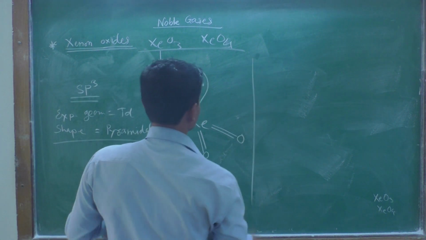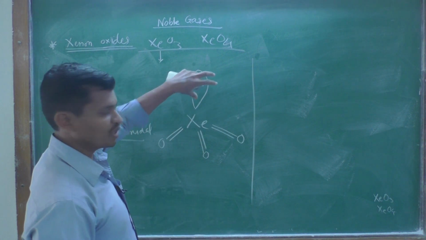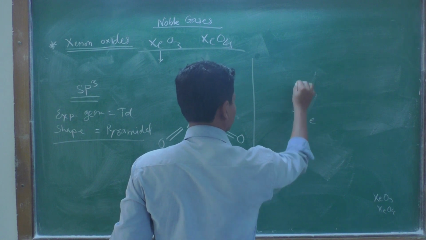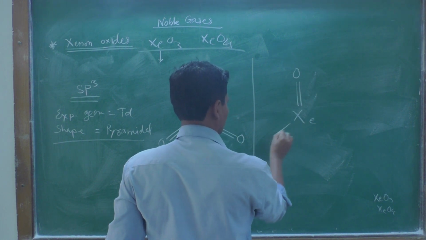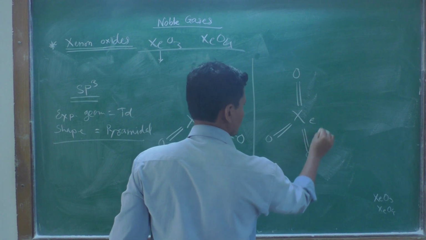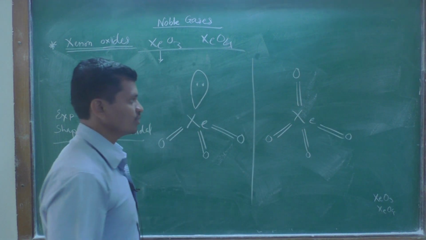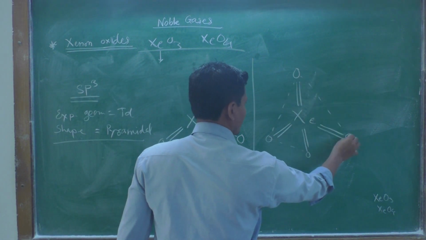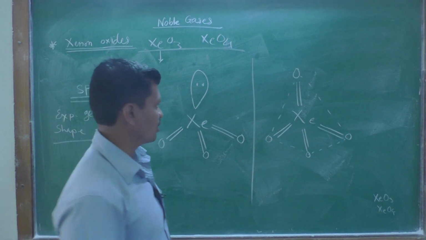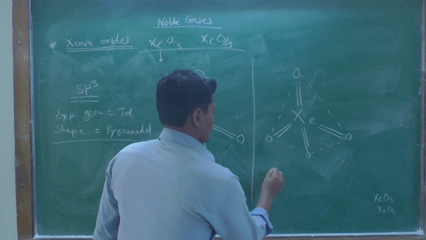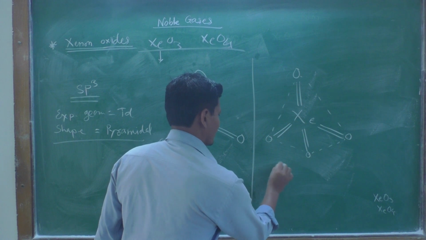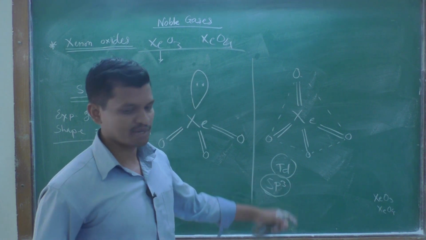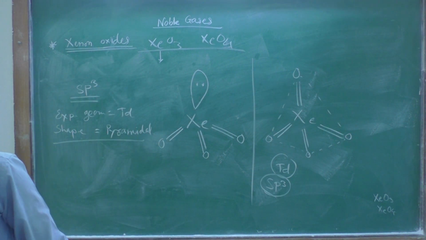Now what is the change only for the tetroxide? Replace this lone pair at the top by a 4th oxygen, so you will get xenon tetroxide. 1, 2, 3 and this is 4. So the actual geometry and the expected electronic geometry are both the same, and that is tetrahedral. The central xenon atom is undergoing sp3 hybridization, and the shape of that molecule is like this.